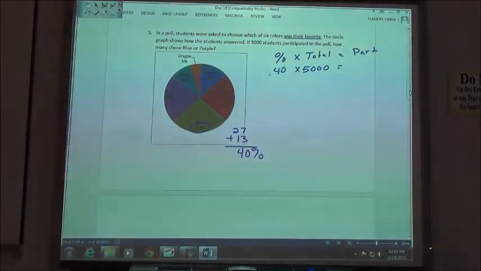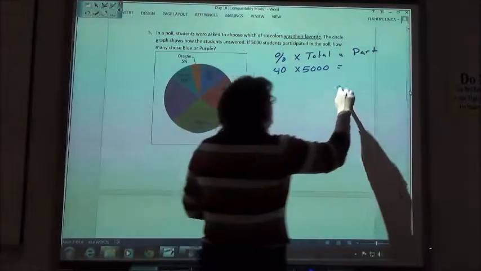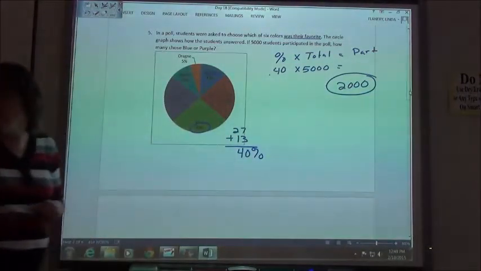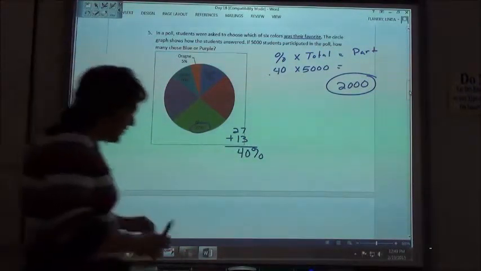So on this one where I'm just looking for the part, that's when I end up multiplying to solve it. 0.40 times 5,000 is 2,000. So 2,000 of them chose blue or purple out of the 5,000 that were polled. So two different ways you're going to see it, where either they ask for the total or ask for part of the circle.